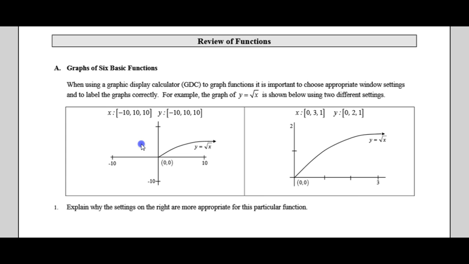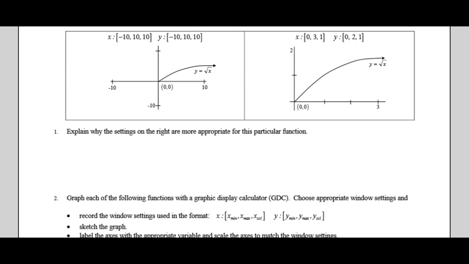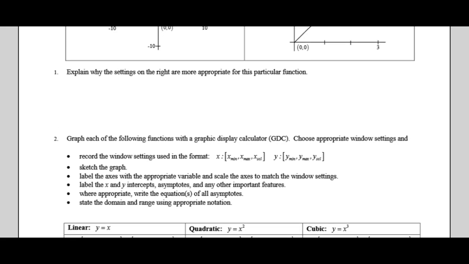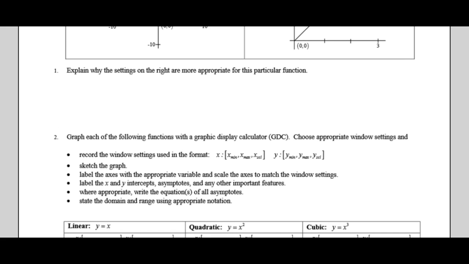Okay, so you can adjust the window to set. So explain why the settings on the right are more appropriate for this particular function. Use the entire grid, or entire window, to show the function.